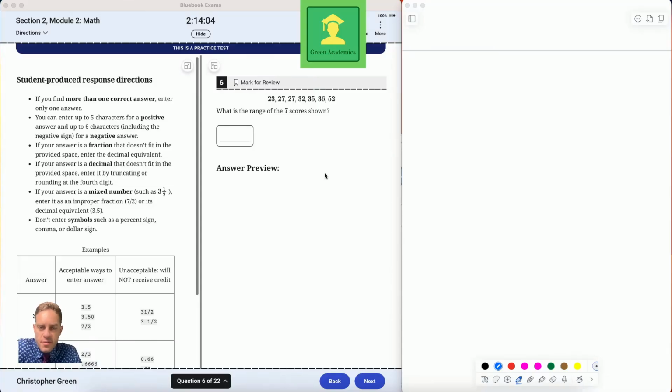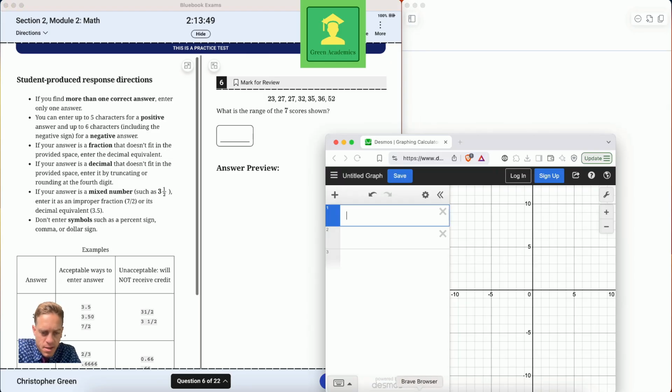What is the range of the 7 scores shown? Well, these are listed in order. So you basically just have to know the definition of the word range, which is the difference between the highest and the lowest, which is what? 29, right? 29 is the gap. Let me just confirm my head arithmetic, right? Yeah.